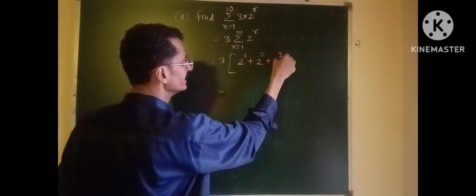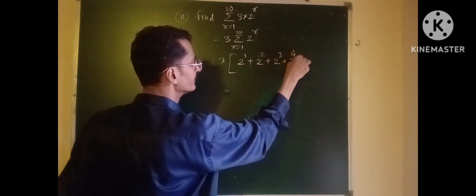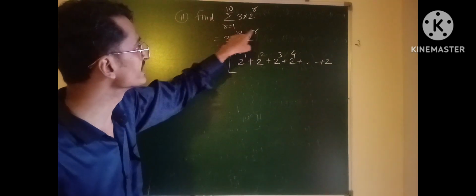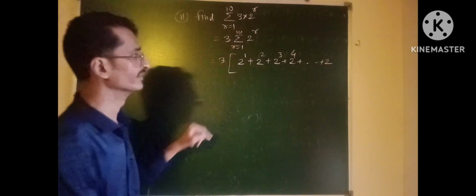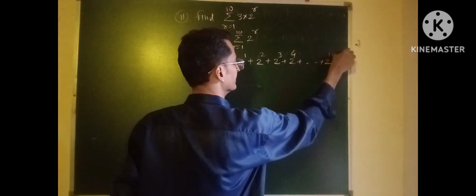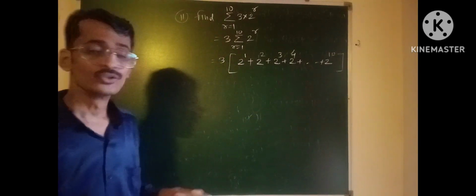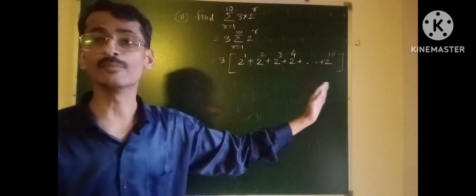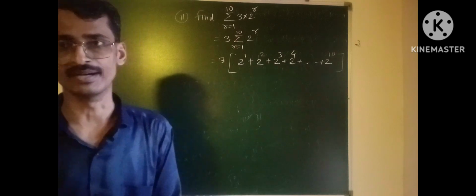Then 2 raised to 3, then the next natural number 4, till the last term, where we put r equal to the given last value, that is 10. So this is 2 raised to 10. So we write 2 raised to r for r equal to 1, 2, 3, 4 up to 10, and add them all. That is the meaning of sigma.